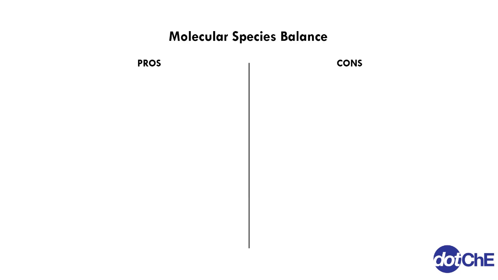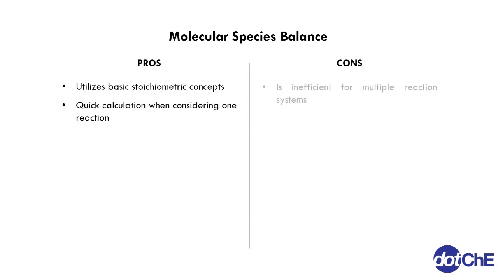Now let's discuss the pros and cons of MSB. One pro is it utilizes basic stoichiometric concepts. Thus, the shift from chemistry to chemical engineering is not that difficult for us. Next is quick calculation when considering one reaction. Because in molecular species balance, if we are only considering one reaction, and since you're already familiar with stoichiometry, it's going to be a lot easier.